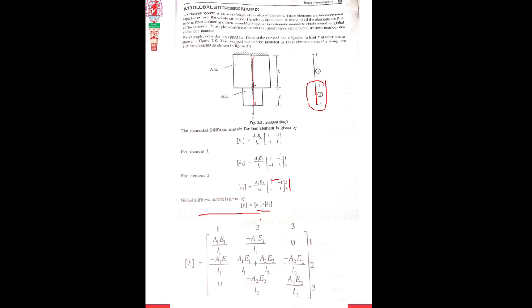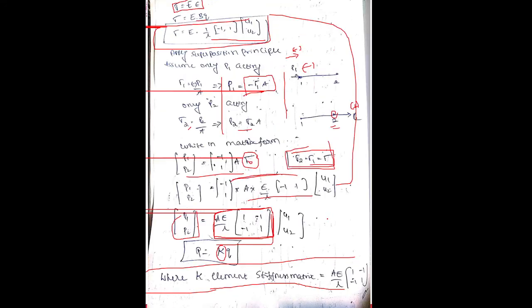Can you hear me? Order of the matrix, it depends upon what? That is the property of the stiffness matrix. Order of the matrix, or size of the matrix, depends upon what? Come on, just now we discussed. The size of the matrix, it depends upon what?